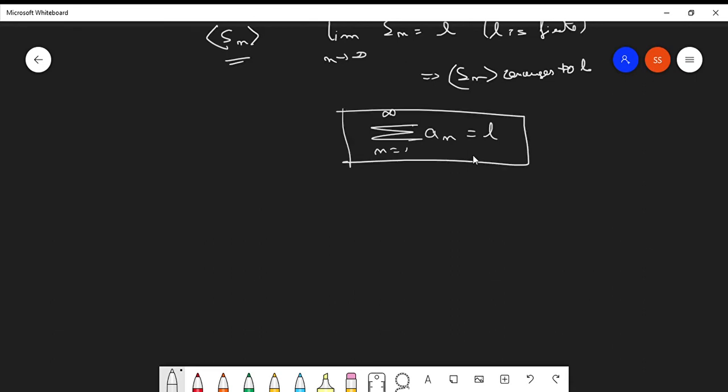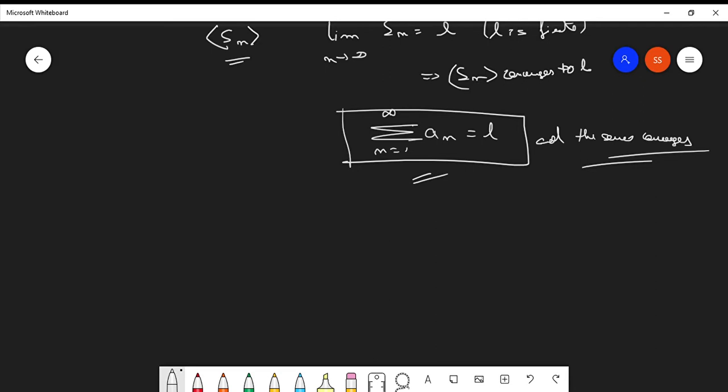So if the sequence of the partial sums converges to L, then we say that the sum of the infinite series is also equal to L. The series converges. These are terminologies of the infinite series. And if the sequence of partial sums does not converge, then we say that the sequence is diverging, as well as the series is also diverging. I hope you people have understood what I meant to say.